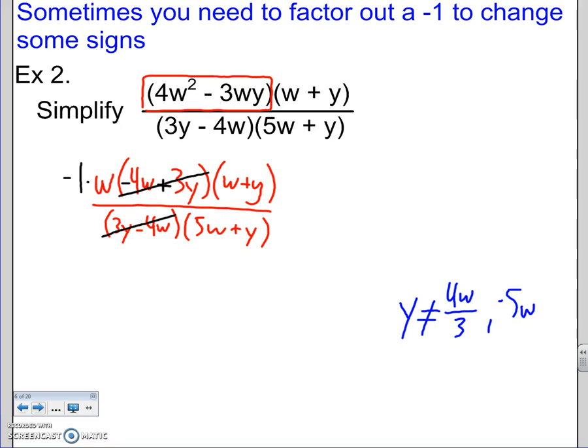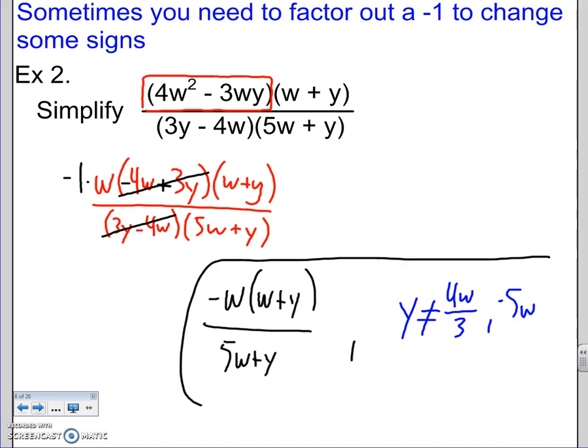So the signs are different, but they're similar. It will cancel as long as you use a negative 1, either on top or bottom. And that's all it cancels. So my final answer is negative 1w, so it's negative w times (w plus y) all over (5w plus y), with those two conditions.